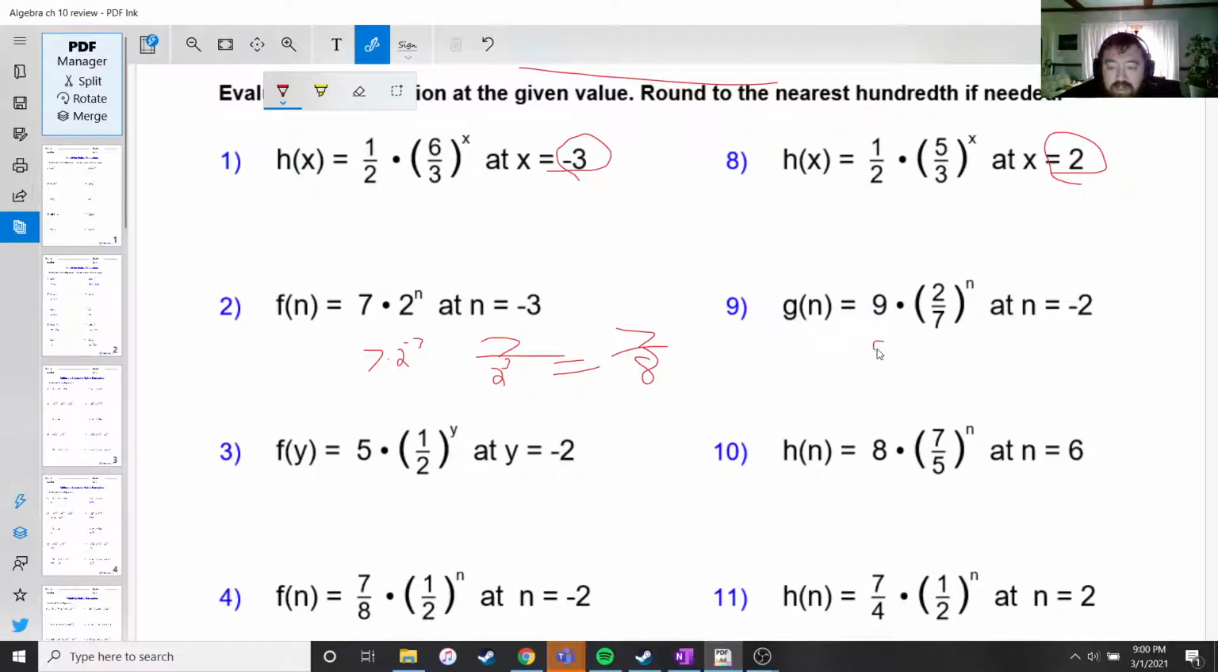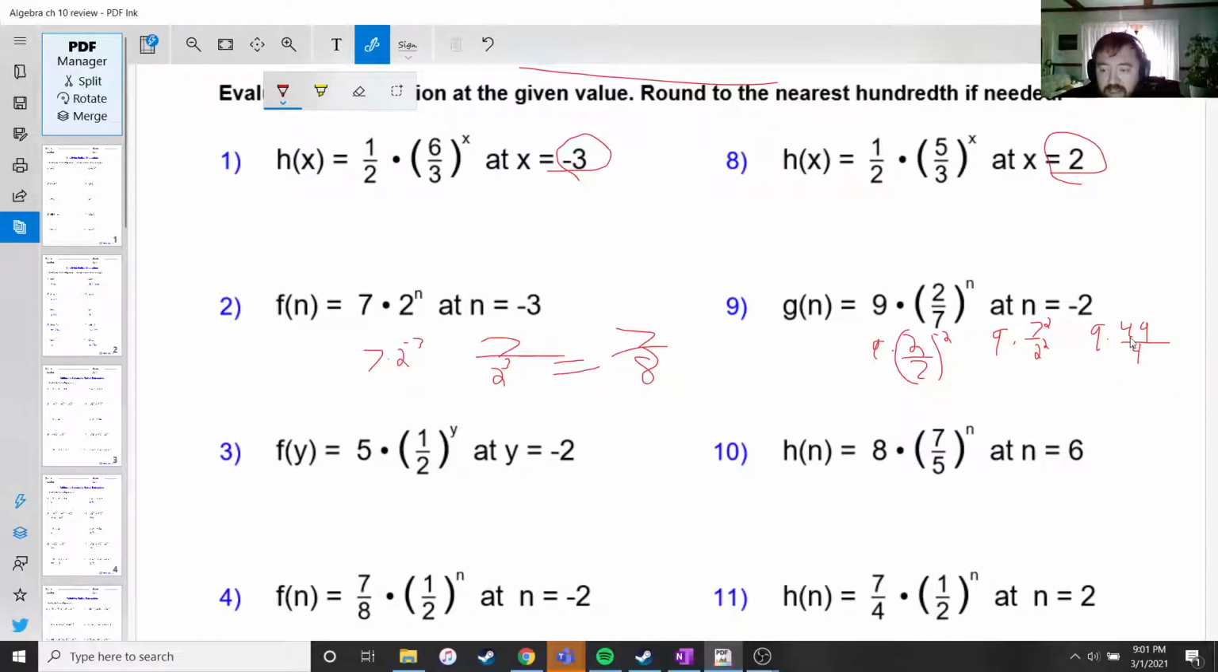On this one we have 9 times 2 over 7 to the negative second power. This negative flips it, so then it's going to become 9 times 7 over 2, and we could even distribute that. So 9 times 49 over 4.